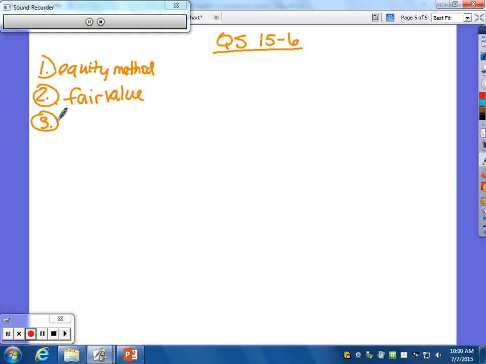Number three, trading securities are classified as blank assets. Current. Or what? Short term. Good. Number four, the accrual of interest on bonds held as long-term investments requires a credit to what?